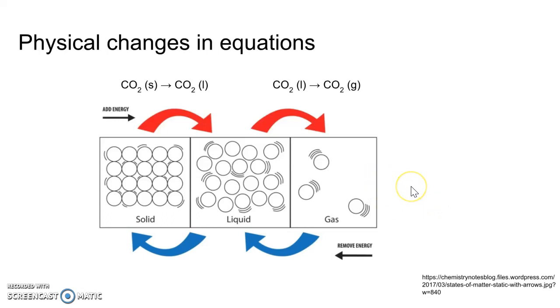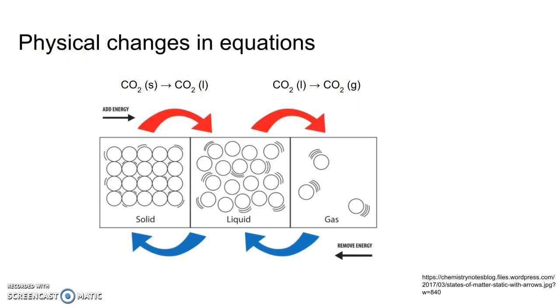I liked this one because I thought it was a good example of a good way to show movement, but that is very much up to you. Physical changes in equations, so remember, when we're talking about a physical change, that means that maybe the appearance has changed, but not the identity. I still have carbon dioxide at the end of this process. It's just now in a gas as compared to in the beginning of this process, it's a solid.